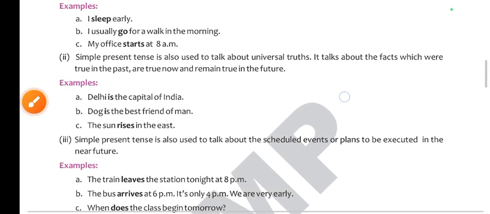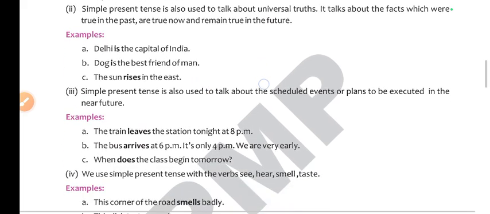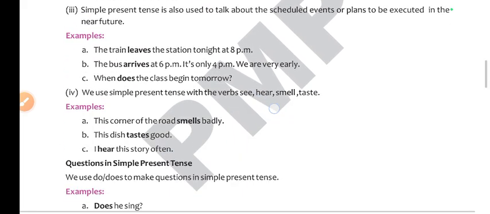Simple present tense is also used to talk about universal truth. It talks about facts which were true in the past or are true now. For example, water boils at 100 degrees Celsius. The sun rises in the east. Okay, so these are universal truths.